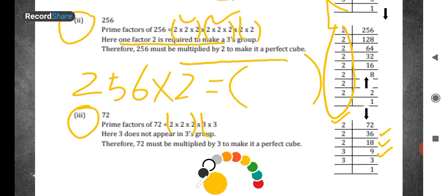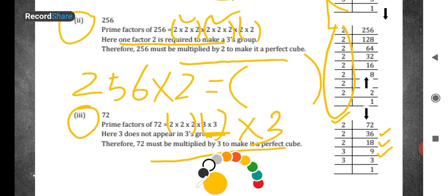Now 3 into 3 is remaining. That means what we need? We need one more 3, isn't it? So what do we have to multiply? Here 3 does not appear in 3 groups, so 3 is not appearing in 3 groups. Therefore 72 must be multiplied by 3. We have to multiply 3 with 72 to make a perfect cube. So in this way you will find the answer to the question.